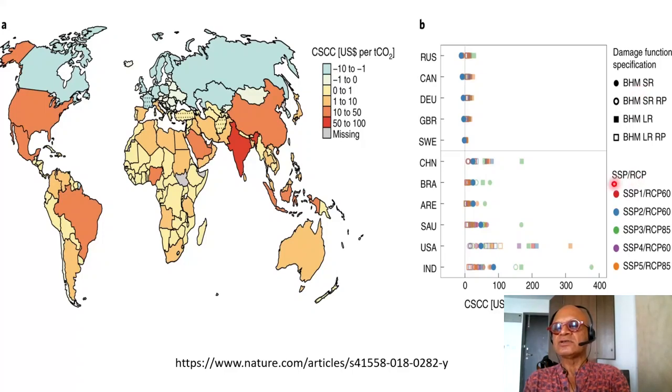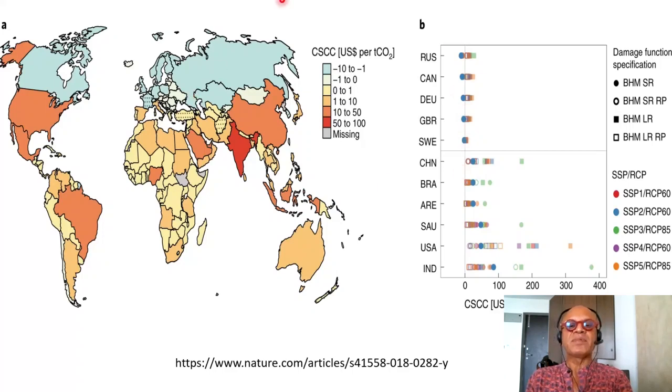And here are the shared socioeconomic pathways and representative concentration pathways, and country-wise social cost of carbon, the median values being shown here. So you can see that poorer countries or developing countries have a large range under some scenarios. USA here, so these are the scenarios, these are the color codes, and China is here with this range, and Russia, Canada, and Great Britain and Sweden are all here.